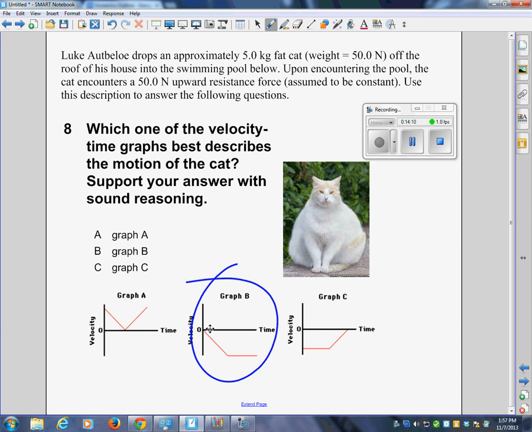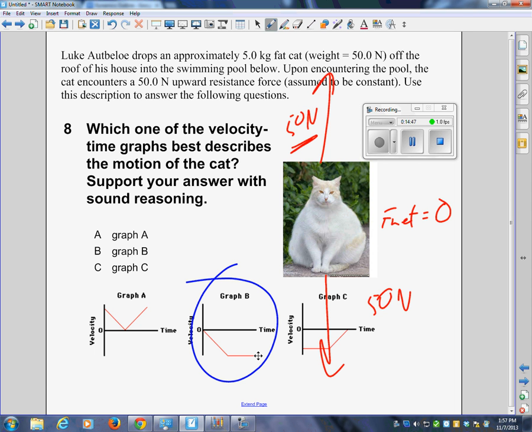The velocity of the cat increases as it falls in a negative sense. It becomes more and more negative. But when the cat hits the pool, I've got 50 newtons of gravity weight pulling down and 50 newtons of water resistance. So what is my net force equal to? Zero. And if there's no net force on a cat, then the cat will either stay at rest or continue on at a constant velocity. So whatever velocity he has reached becomes his constant velocity for the remainder of the time.